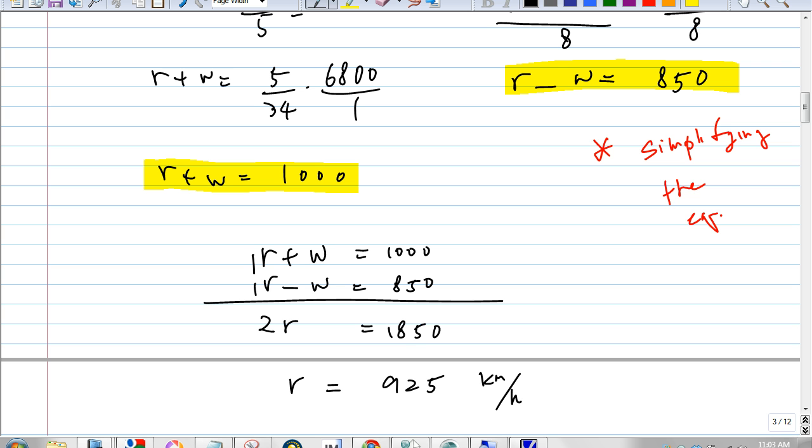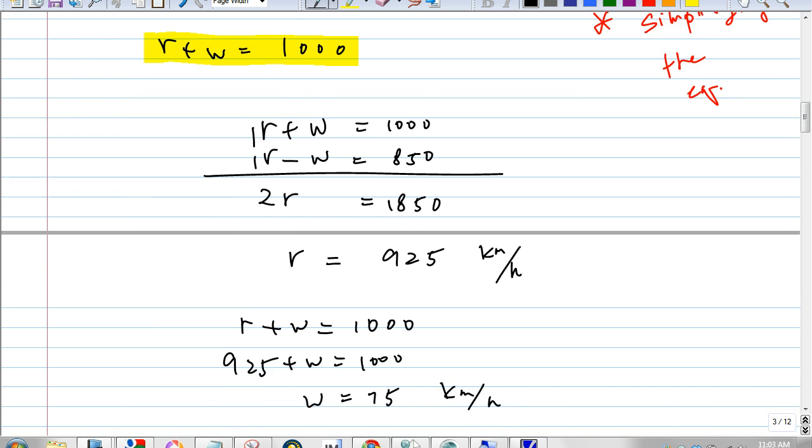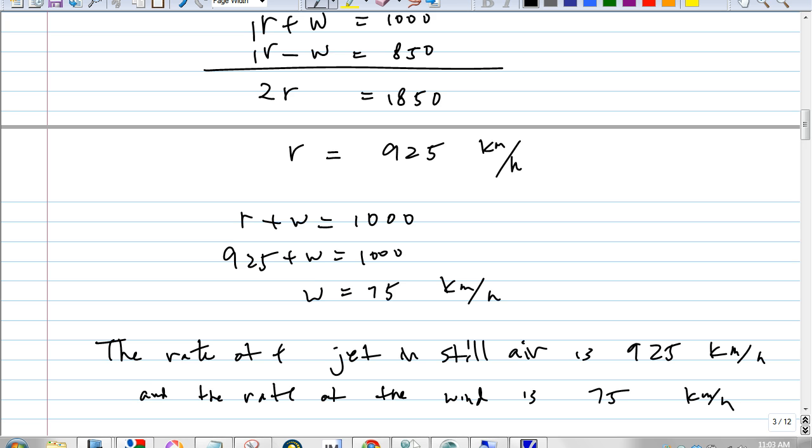And so, of course, how many people got the wind speed? What is the rate of the wind? Courtney? That's correct. Okay, so this you write as a sentence. I wrote the rate of the jet in still air, which means if the wind is not against it or with it, is 925 kilometers per hour, and the rate of the wind is 75 kilometers per hour. Does this make sense? Any questions?